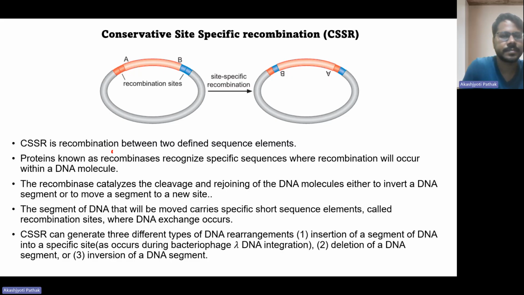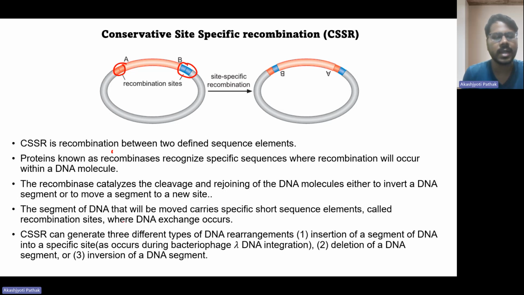So these are the sequence elements A and B labeled in this figure, and these are the sites recognized by the proteins known as recombinases. This recombinase catalyzes the cleavage and rejoining of the DNA molecule, either to invert a DNA segment or to move a segment to a new site. So there are several things which can happen by the process of recombination. The segment of DNA that will be moved carries specific short sequence elements called recombination sites where DNA exchange occurs.